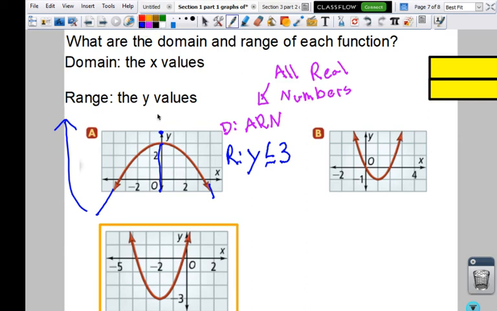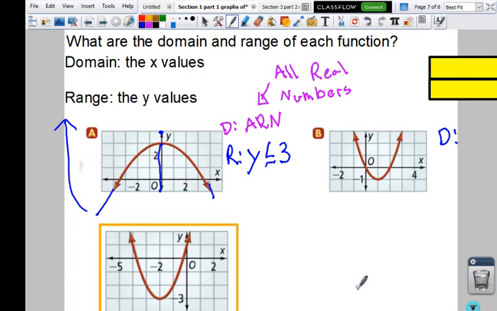Our last slide. Alright, let's look at part B. So, my domain, on every single one of these, what is my domain going to be? What's my domain going to be in this one? Have a look at it. Probably a good idea. It's going to be all real numbers.